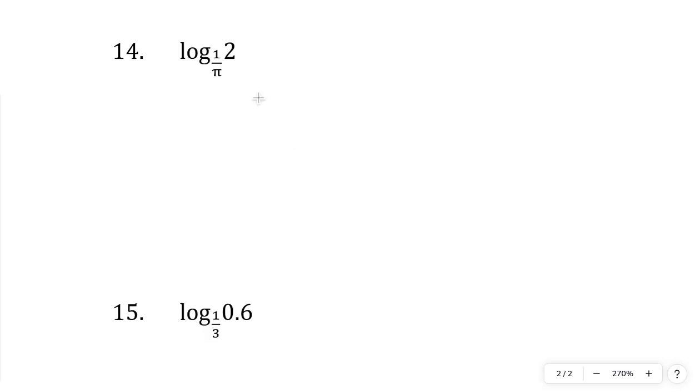And even this one here, it looks hard, but it's really not. Especially when you realize that you're just estimating. Because pi, I mean, is it really that different from 3?